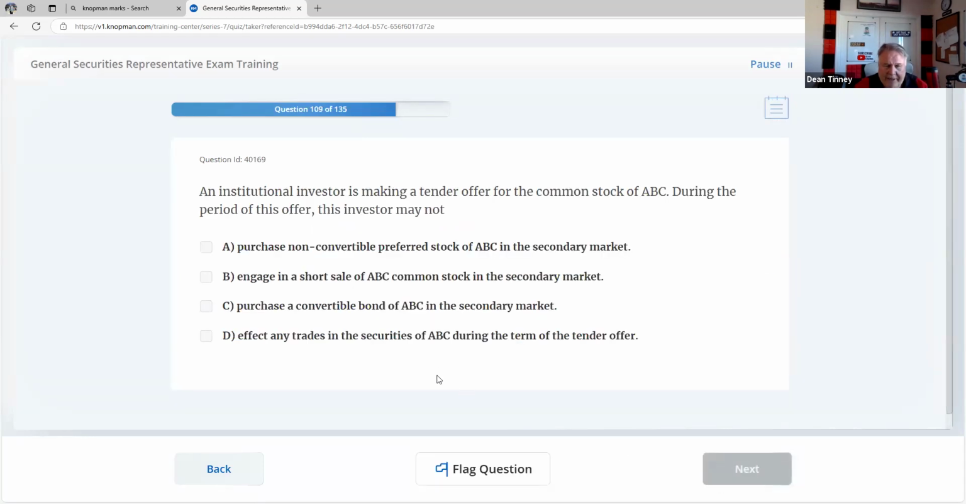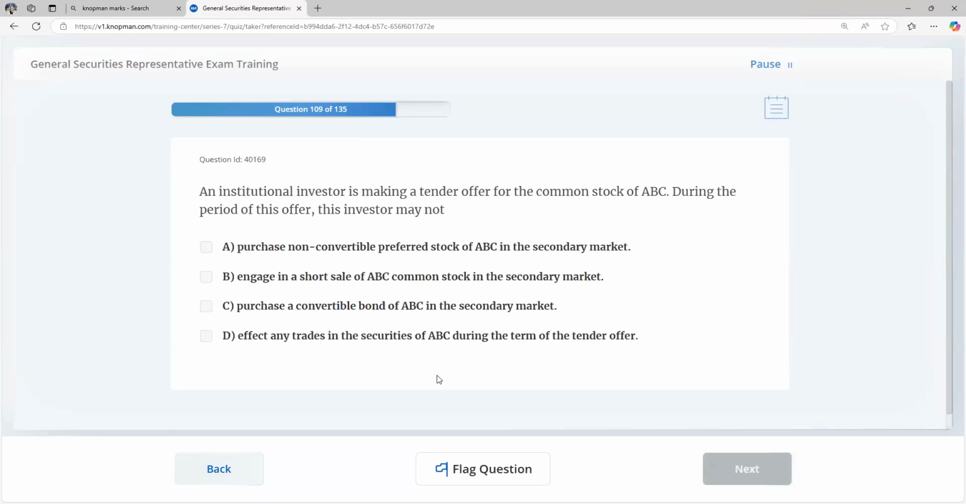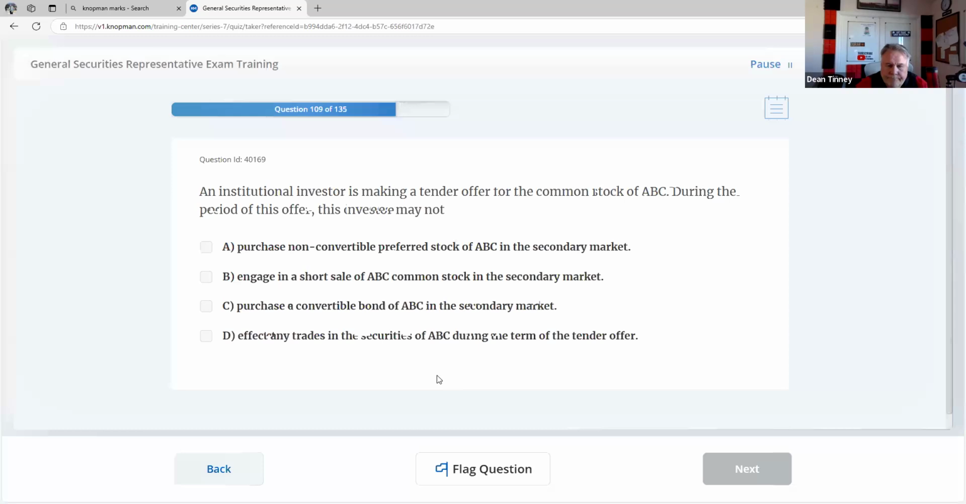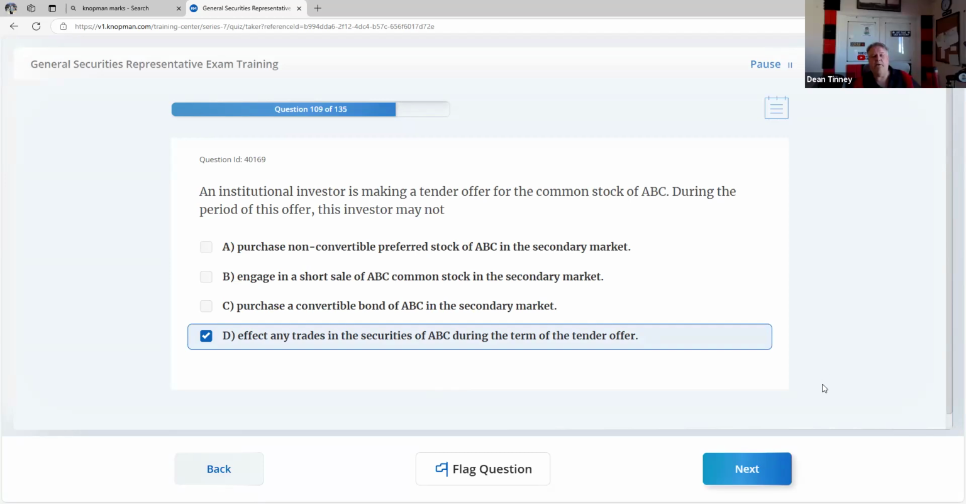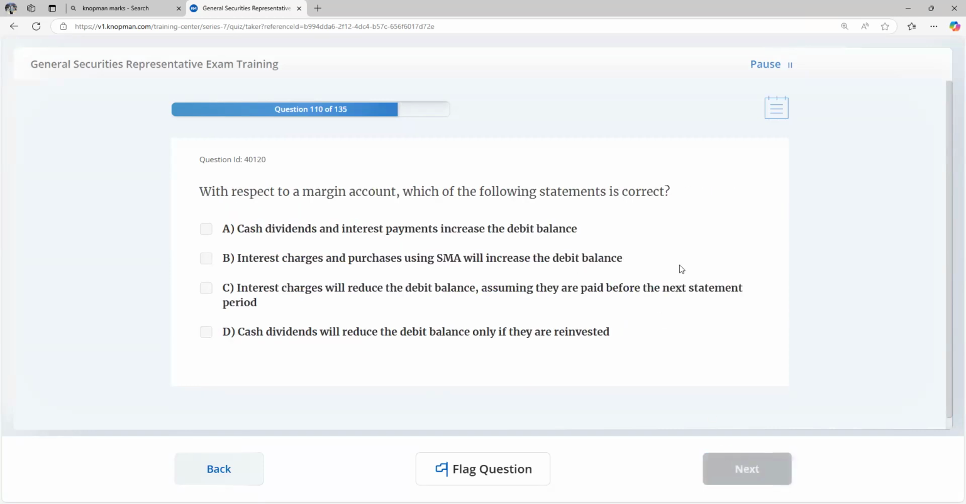An institutional investor is making a tender offer for common stock of ABC. During the period of this offer, the investor may not... Well, all of the first three are in the secondary market. That's true. So you're taking D. Yeah, you've got to give people time to evaluate, right? Because all the other ones are in the secondary. You're correct. And how many days does that tender offer have to be open? 20, and then 10 from a change. Right on.